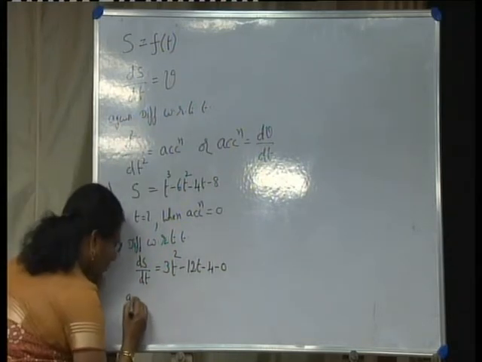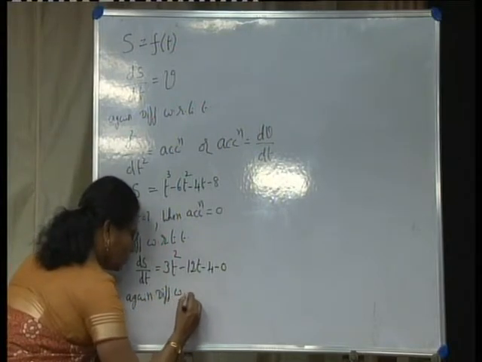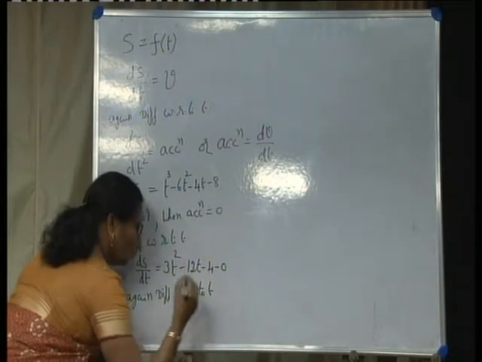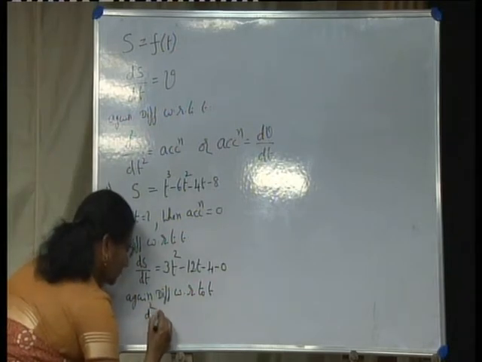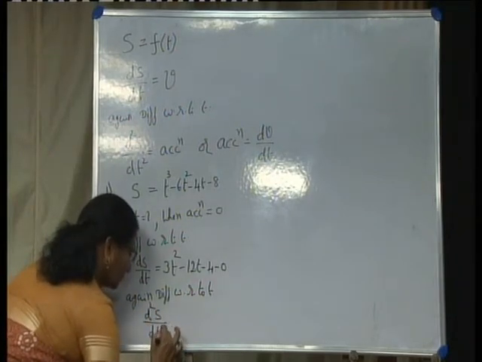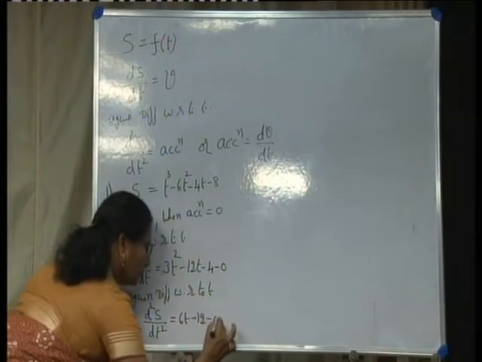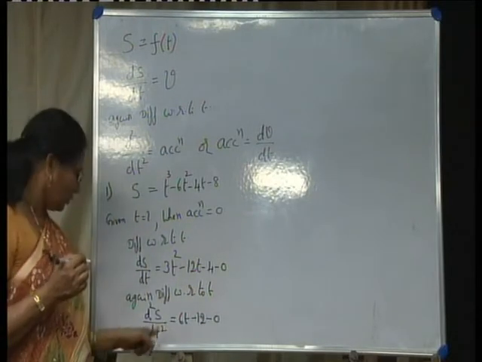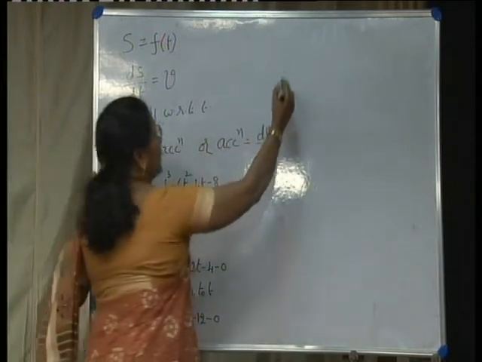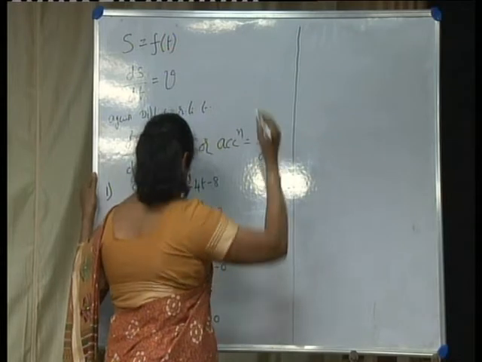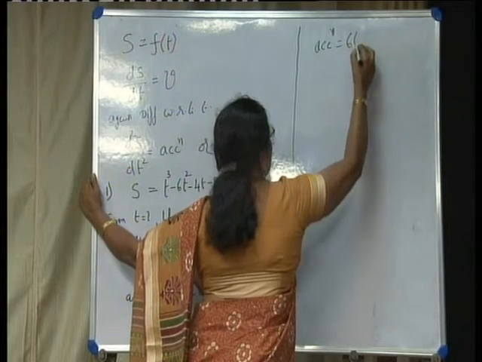Again differentiate with respect to time to find the acceleration. d squared s by dt squared is equal to 6t minus 12 minus 0. So this is the acceleration: 6t minus 12.